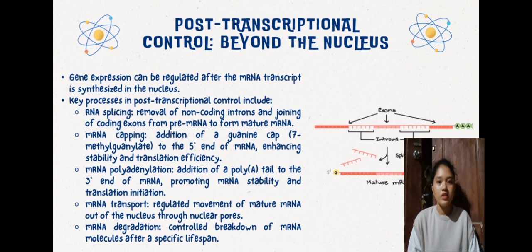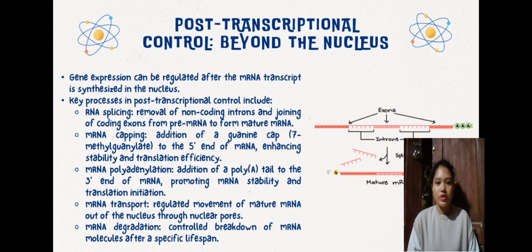mRNA transport is the regulated movement of the mature mRNA out of the nucleus through nuclear pores. The edited and prepped mRNA transcript needs to leave the nucleus, where the DNA is stored, to reach the ribosome in the cytoplasm, where protein building happens. This transport is tightly controlled through special channels in the nuclear envelope.